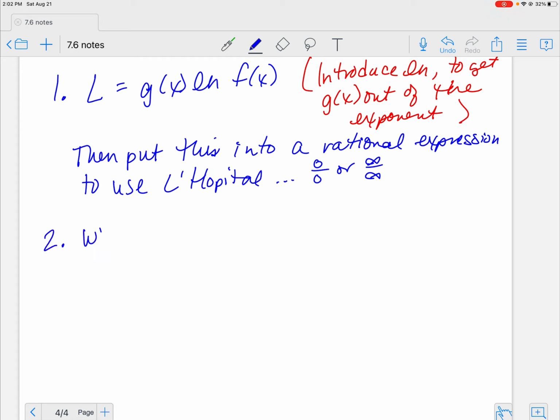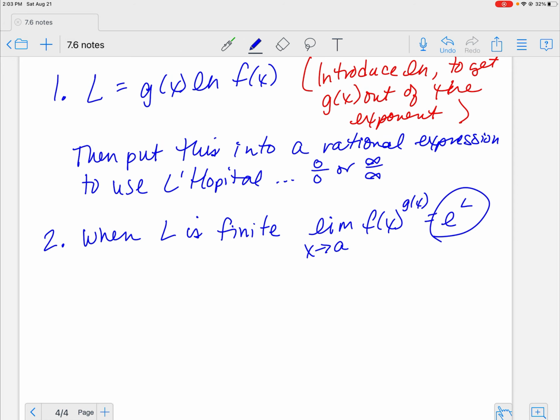Then step 2 is when L is finite, right? It's a specific number. It's finite. It's a particular number. Then the limit as x approaches a of f of x to the g of x is equal to e to the L.